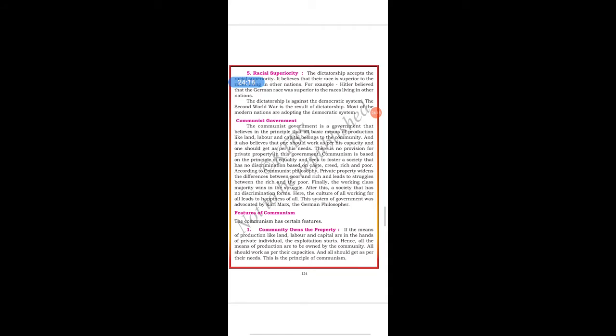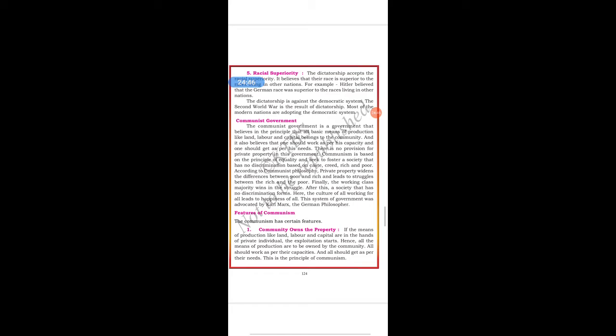So next, racial superiority. The dictatorship accepts racial superiority. It believes that their race is superior to the races living in other nations. For example, Hitler believed that the German race was superior to the races living in other nations. Students, they used to give more importance to racialism.